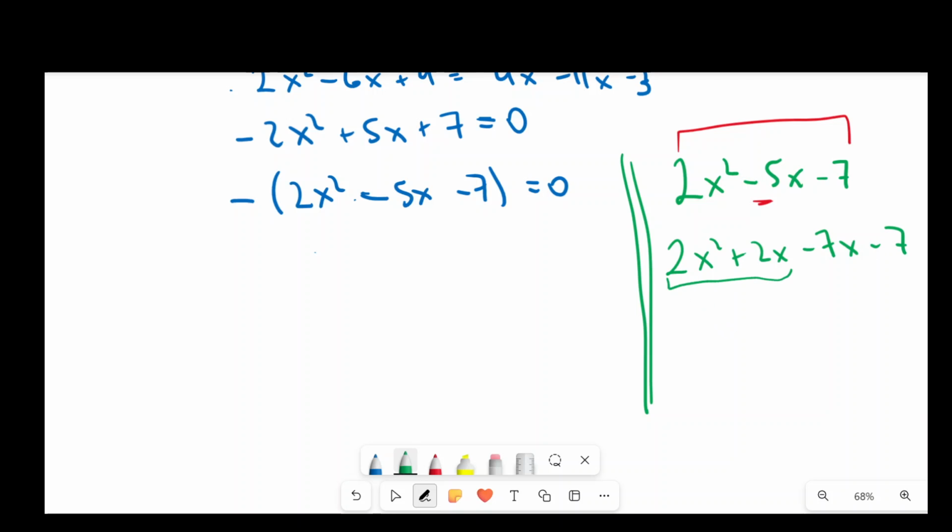So now I'm going to common factor the first two. And then I'm going to common factor those two. And then this bracket matches this bracket. And this is 2x minus 7.